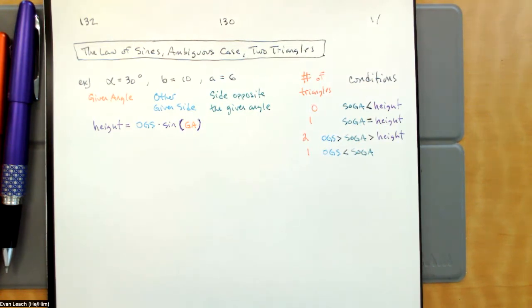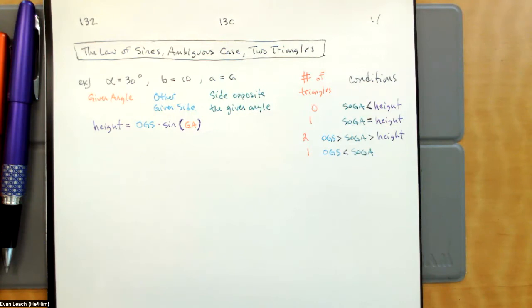Let's see what condition we have here. So in this case, I have an angle of 30 degrees. Side B is 10 and side A is 6. So I am going to use the law of sines because I have an angle alpha and I have the side A. I have a set of opposite parts, A and alpha.